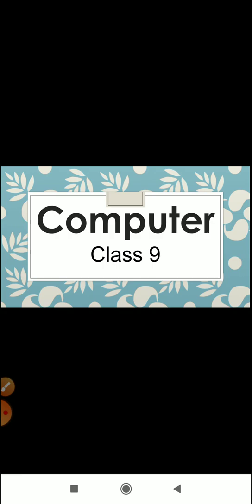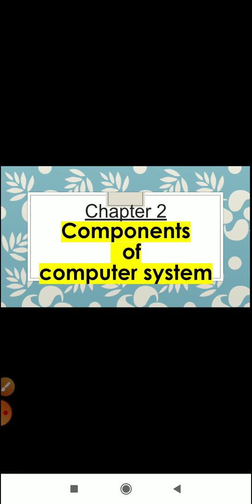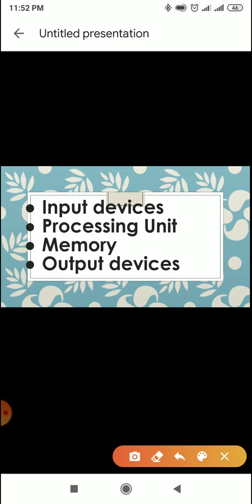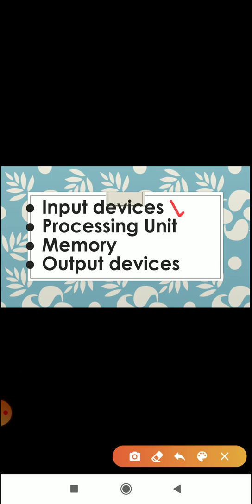Children, we were discussing chapter number 2, components of computer system, in our last class. Today we will continue with the same chapter. We had already discussed input devices. Today we will start the processing unit.